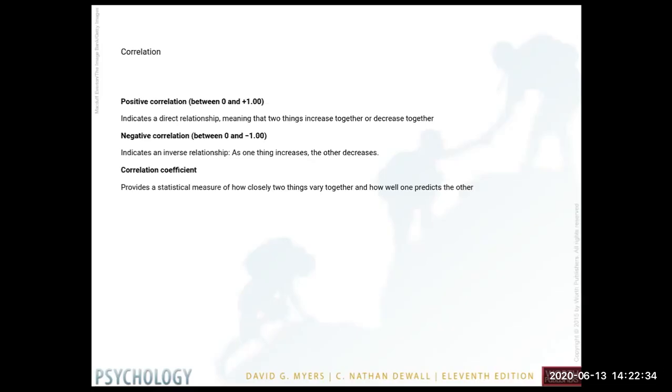It indicates a direct relationship. So if two things are both increasing, like height and weight of a child, or if two things are decreasing at the same time. So if you're trying to lose weight, the fewer calories you consume hopefully leads to less weight that you see on the scale, right? Both of those things would be a positive correlation. As one increases, the other increases, or as one decreases, the other decreases. The fewer calories you eat, the less you weigh on the scale.